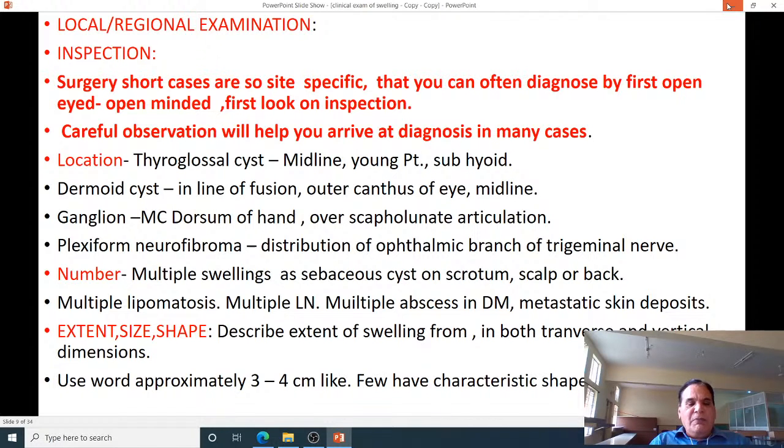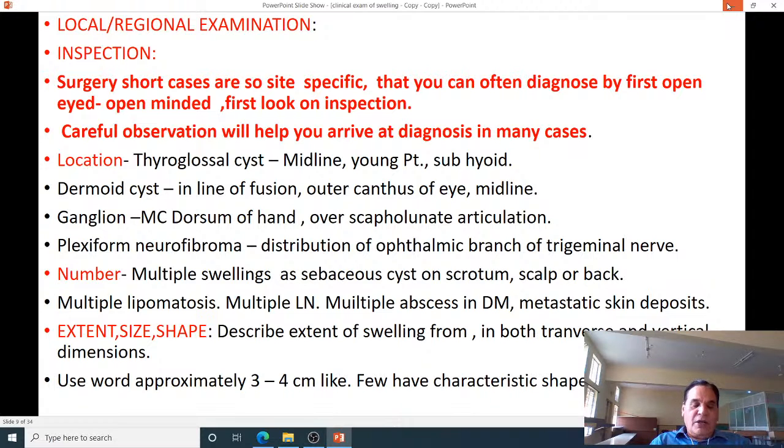Many of the inspection findings depend on the location. Midline location in front of the neck, thyroid. Dermoid, line of fusion or outer canthus. Ganglion, dorsum or scapholunate articulation. Oh, this is the joint. Plexiform neurofibroma, very common diagnosis, and where it occurs, distribution of the ophthalmic branch of the trigeminal nerve. This is a classical distribution of a plexiform neurofibroma.